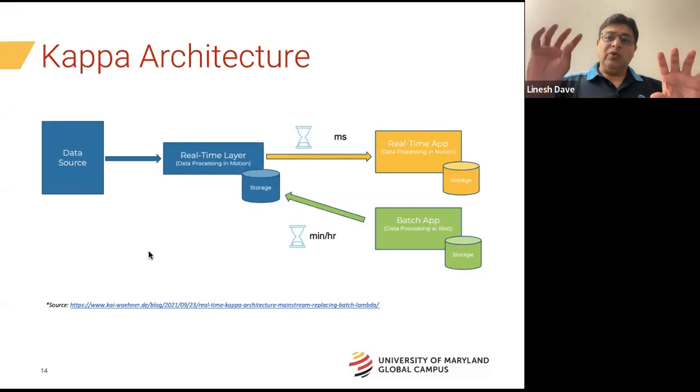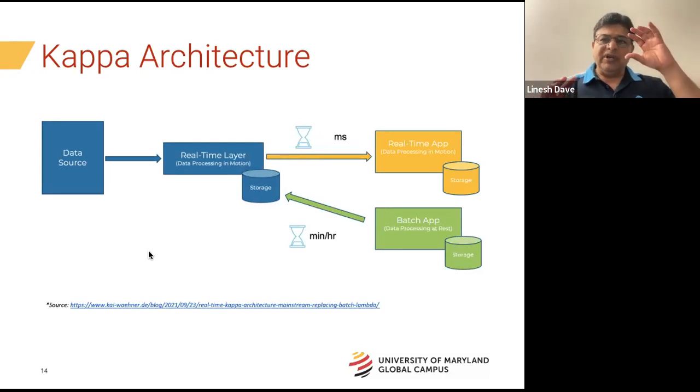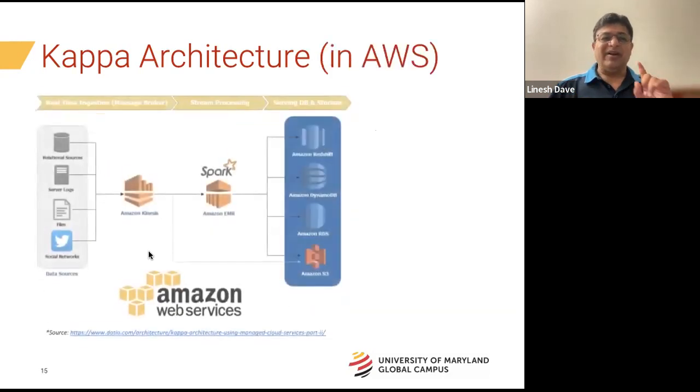So once again, you could play with the little pieces there, but if you're using only one channel to get both your batch type or your real-time data, then that's mimicking the Kappa architecture. That's what is called the Kappa architecture.